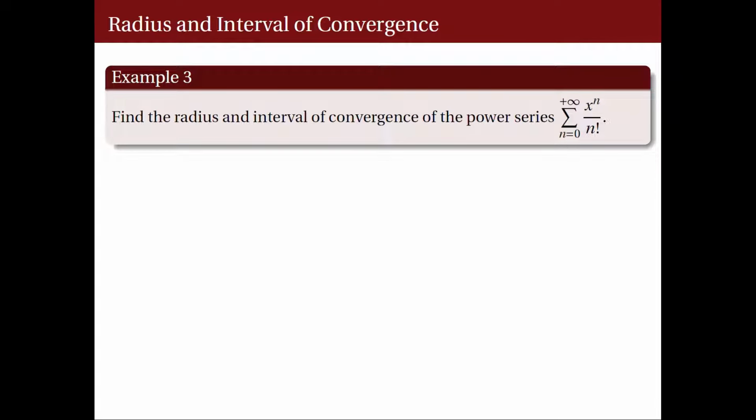For our third example, we will consider the power series sum of x to the n over n factorial, n equals 0 to positive infinity. Again, we will use the ratio test to determine the radius and interval of convergence of our power series. First, let's consider the nth term of our power series, x to the n over n factorial.